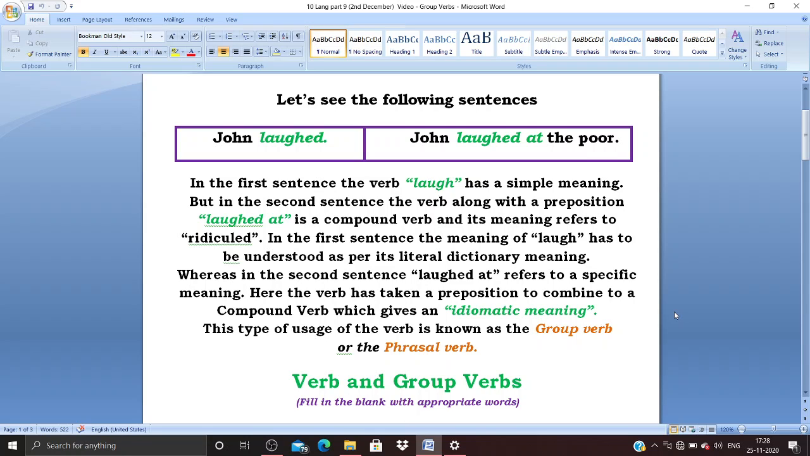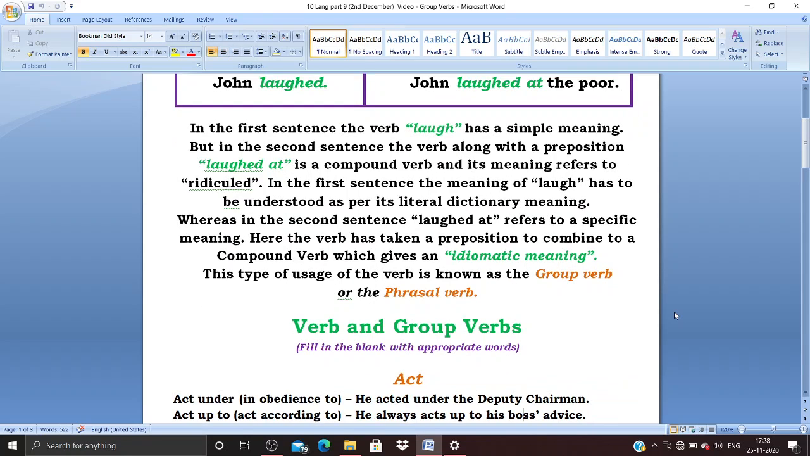An idiomatic meaning. This type of usage of the verb is known as the group verb or the phrasal verb. You need not be worried about the definition of the phrasal verb or the group verb, because we will never ask you the definition of what is a group verb or what is a phrasal verb, but only the use of it. That's why we say it is functional grammar. ICC gives you questions on functional grammar, meaning you are taken for granted that you all know grammatically, technically, etc. So verbs and group verbs.